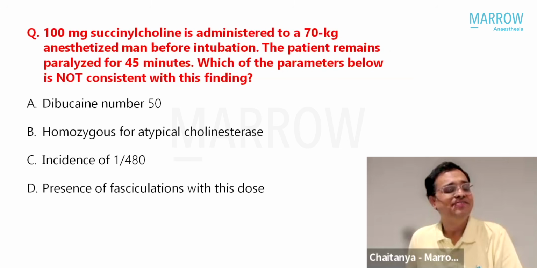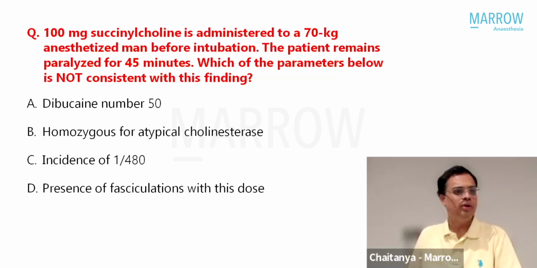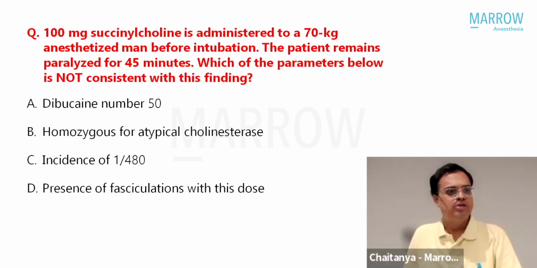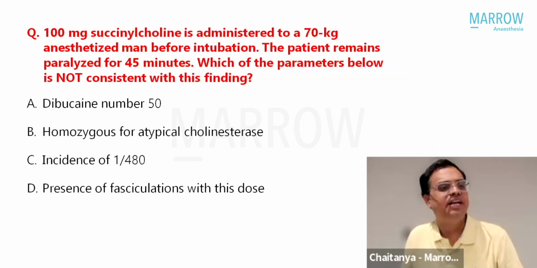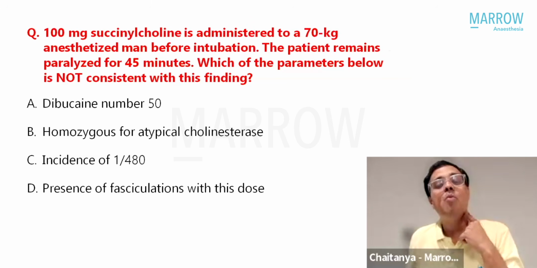These numbers: incidence is 1 in 3,200. Which one? Incidence, Dr. Kirtika? Incidence is 1 in 3,200. Is it homozygous or heterozygous? Yes, I wanted to highlight here what the textbook has given. Yes, some of you are right. Heterozygous is 1 in 480. So what is the correct answer? It is B, homozygous atypical.